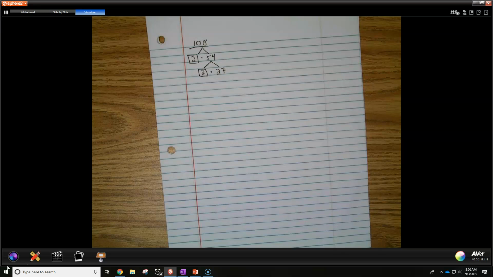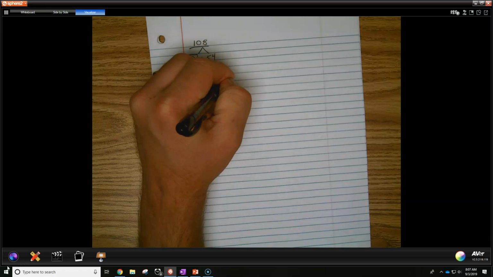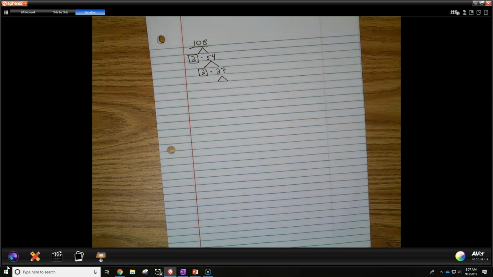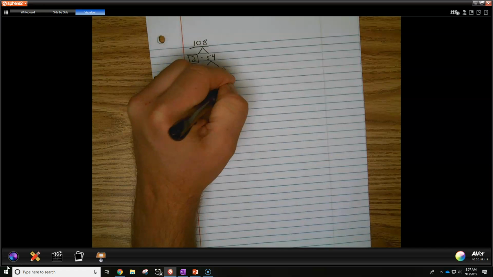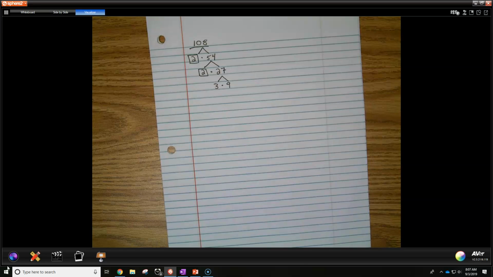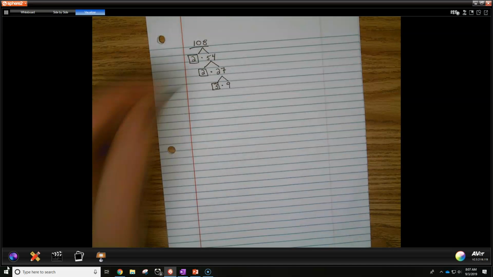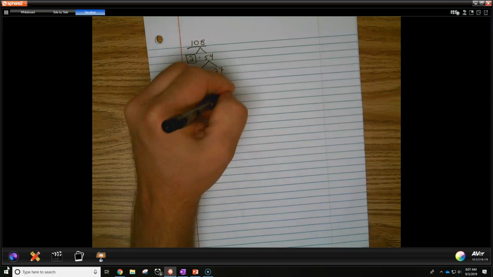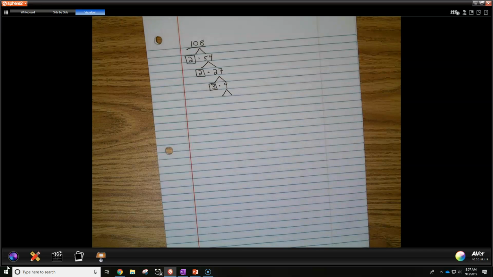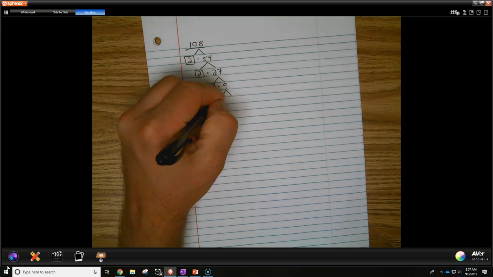And student A stopped and said 27 is prime. So they wrote their answer as 2 times 2 times 27. However, is 27 a prime number? No, it's composite. What else could I break 27 into? Grace? 3 times 9. So I could write it as 3 times 9. Is 3 prime or composite? Prime. Is 9 prime or composite? Composite. Oh, if it's composite, I'm going to break it down. 9 can become what? 3 times 3.